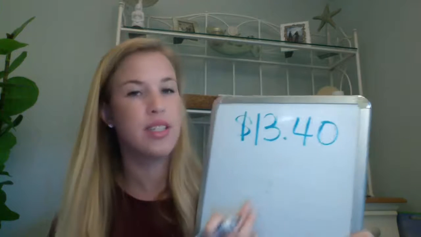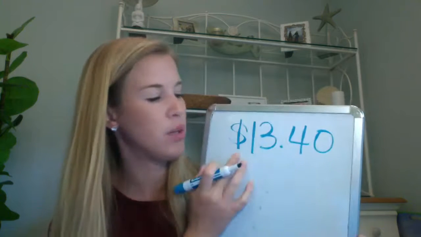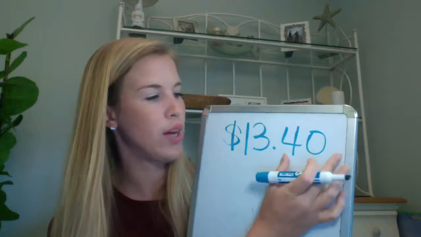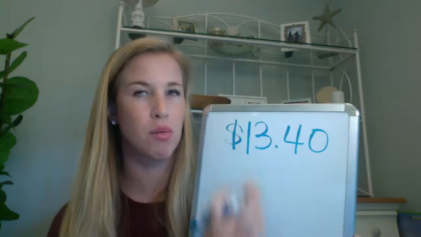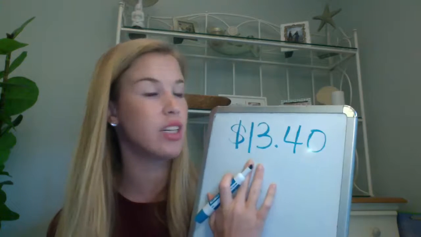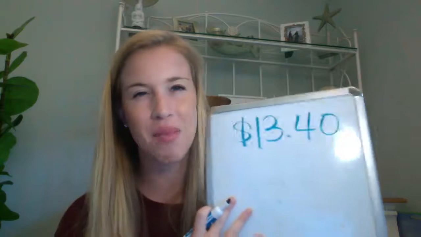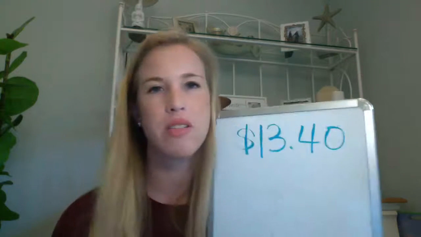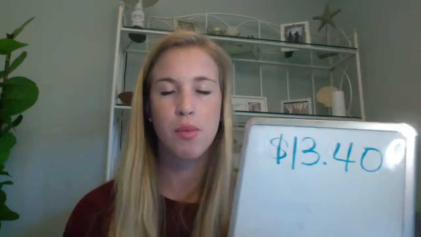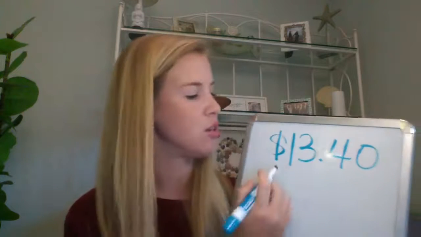This is $13.40. Notice we have 13 with the dollar sign, our decimal point, and then the cents come after the decimal point. So we read this as $13.40. I'll give you guys a little tip. Whenever you see the decimal point, you say the word and. The decimal point means and in math. So $13.40.